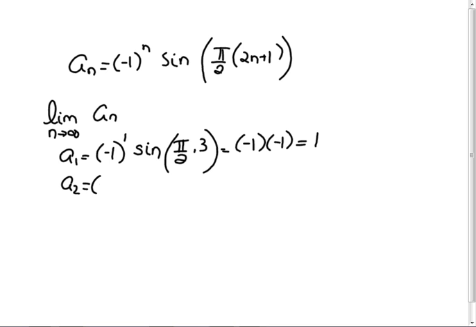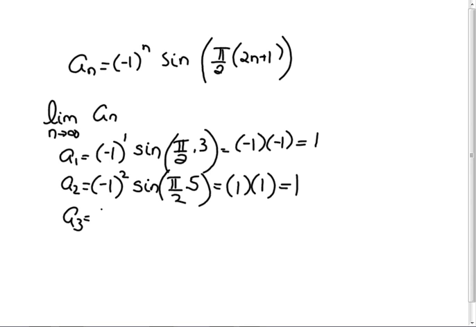What about A2? It's -1 squared times the sine of pi over 2 times 5, right? What's the sine of 5 pi over 2? 1. You want me to draw the picture? Nope, we got it. So that's 1 times 1, which is 1.